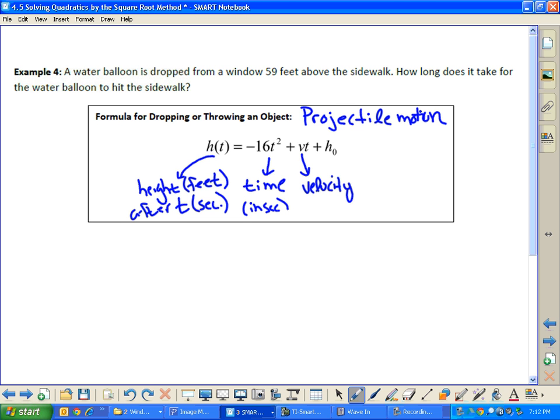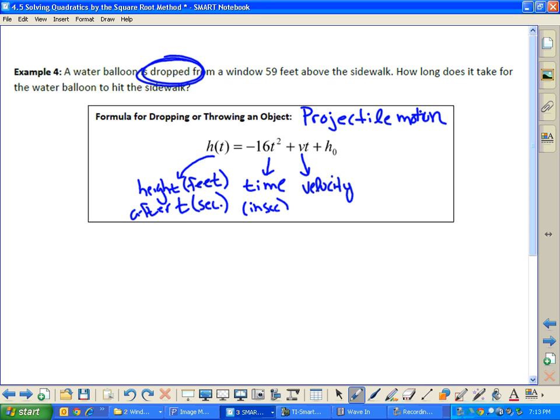But if I throw it and I exert some force on the object first, they'll say in the problem, oh, it's thrown at 112 feet per second, something like that. So if they put some sort of force on the object, they'll give you the velocity in the problem. Do you see what type of problem we're dealing with here, though? We're going to drop something. So we'll talk about that in just a minute.